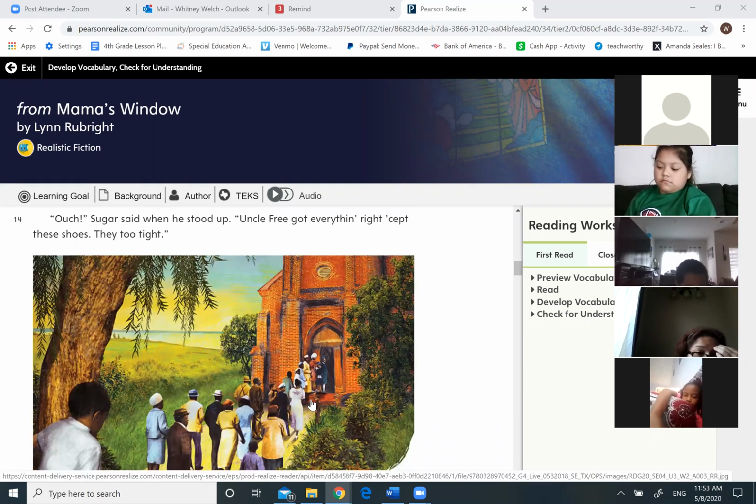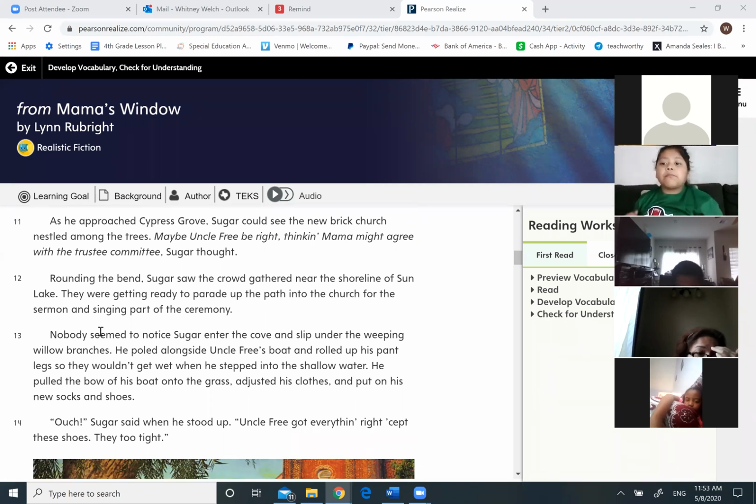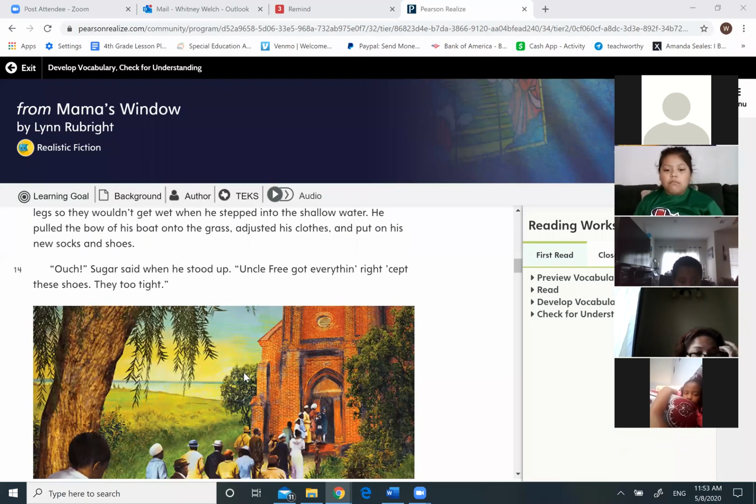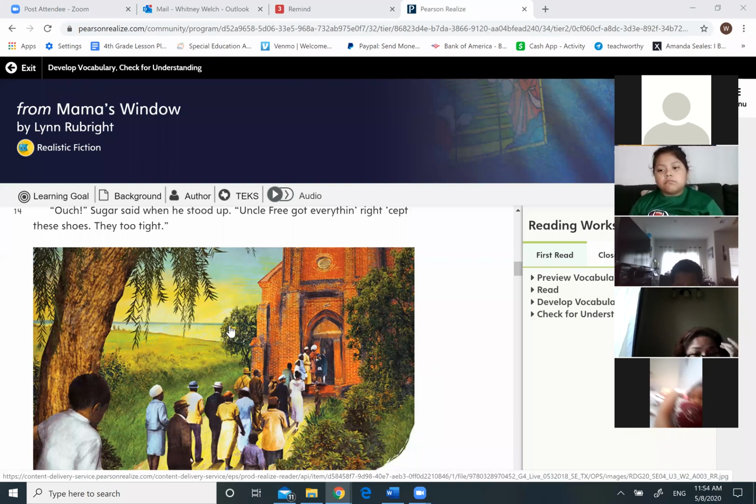All right, so look at this image right here. In paragraphs 12 and 13, they're describing what is happening in this image. Why do you think the author includes this picture in the story? What is the author trying to help us do by including this picture? Okay, the author wants us to see a visual of what is being said.